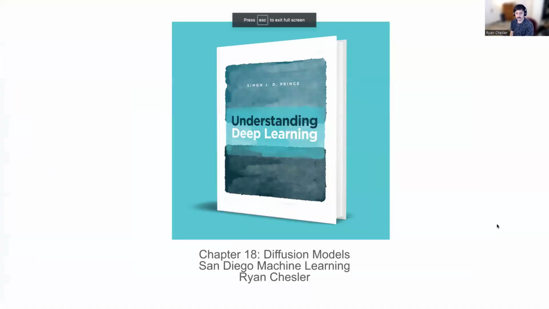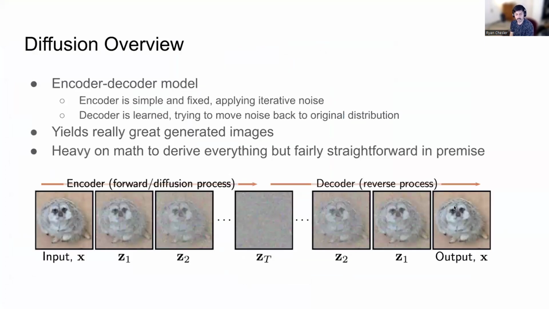All right, welcome everyone. So this is chapter 18 of the Understanding Deep Learning book, Diffusion Models. I think we've got some extra people in this week because this is an interesting topic that a lot of people are interested in. So I'll start by just giving an overview of diffusion. There's a whole bunch of detail that we could dig into, but I wanted to start with here's the process that's happening, and then we can look in more detail as we go through.